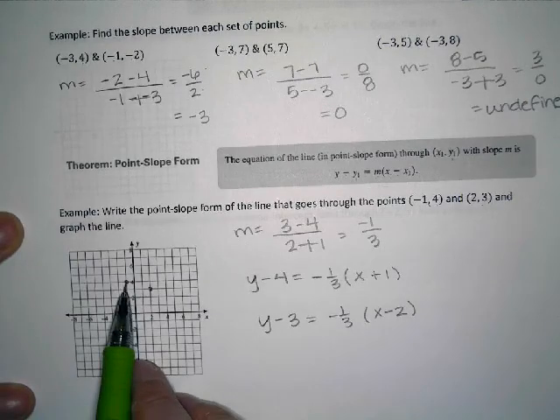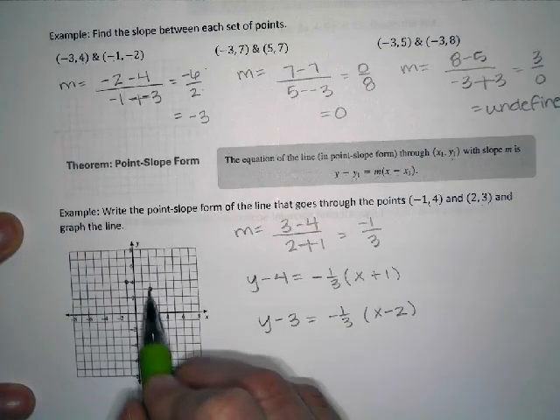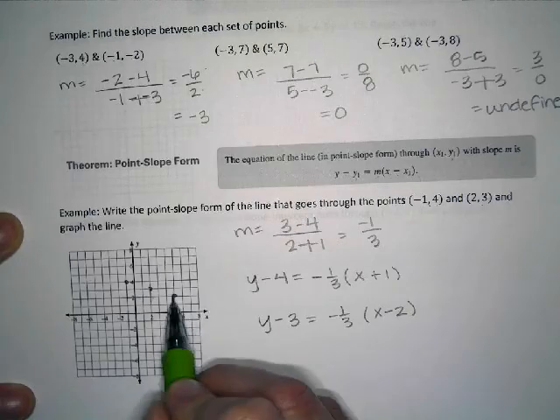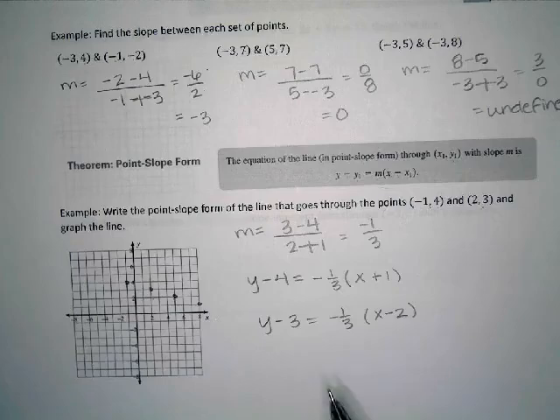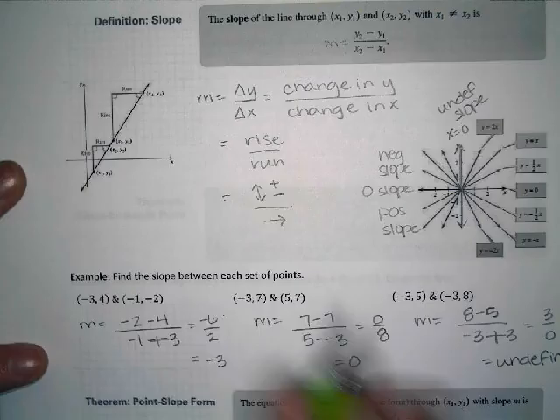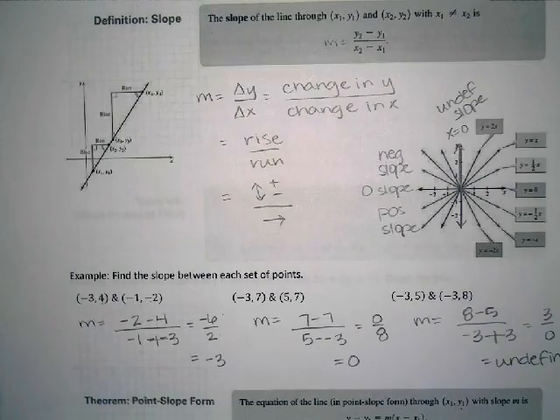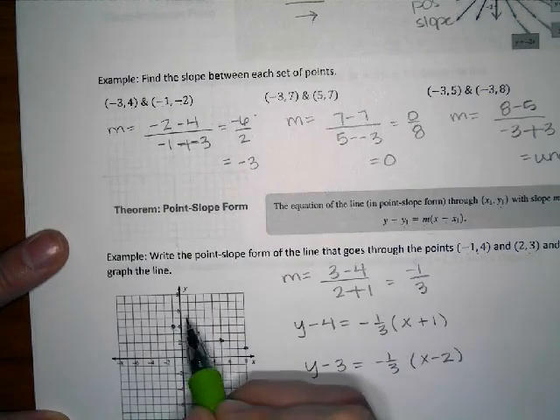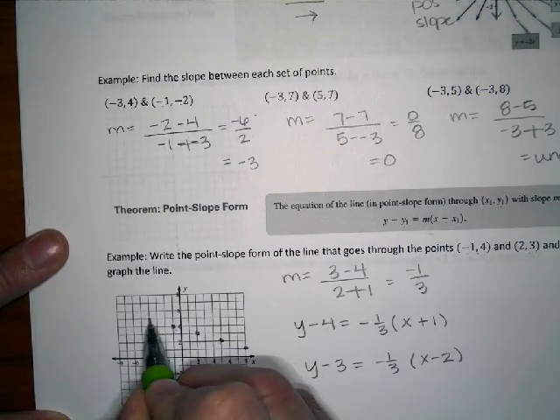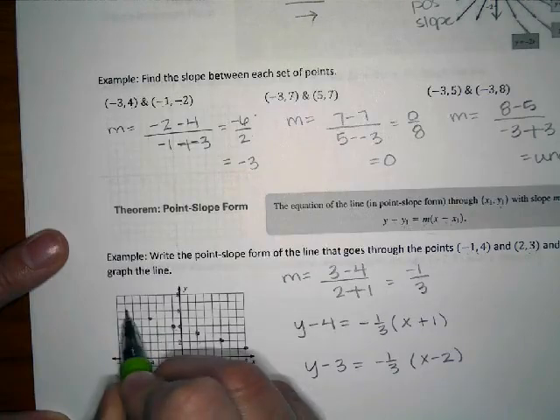We went down 1 to the right 3, down 1, right 3. Now, if you're following the slope, down 1, right 3, we always go up or down and to the right. If you run out of room, then you can do the opposite pattern and go to the left. So down 1, right 3. The opposite pattern would be up 1, left 3.